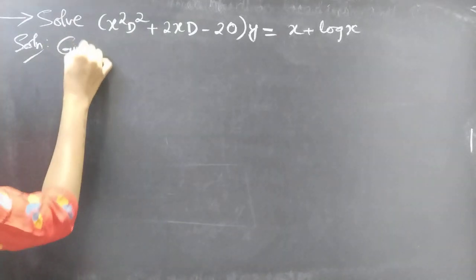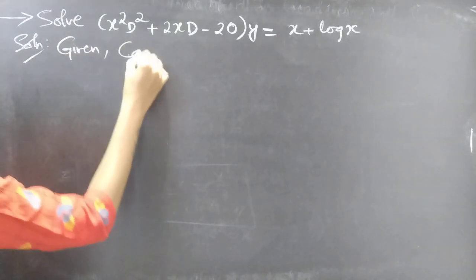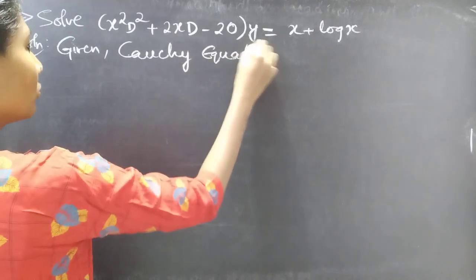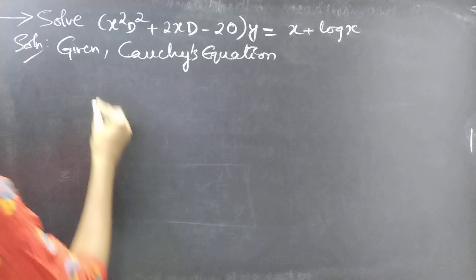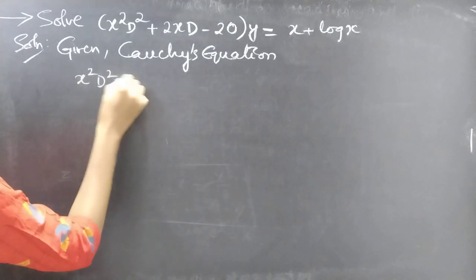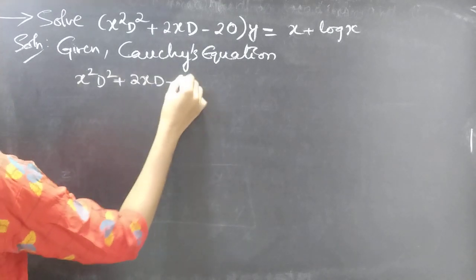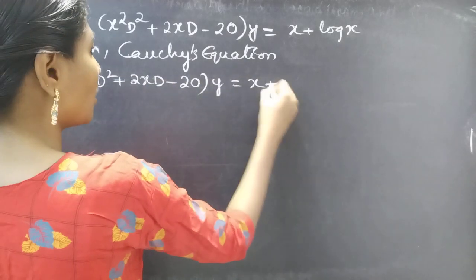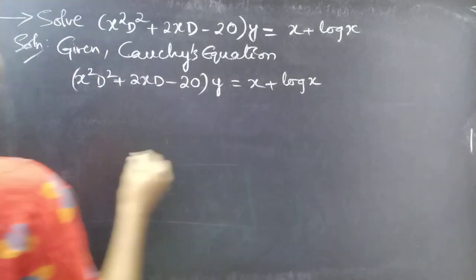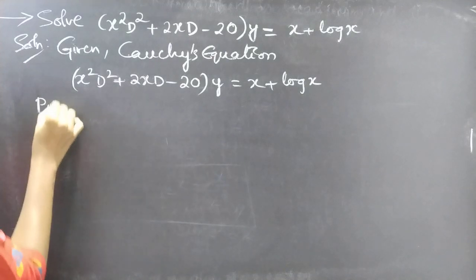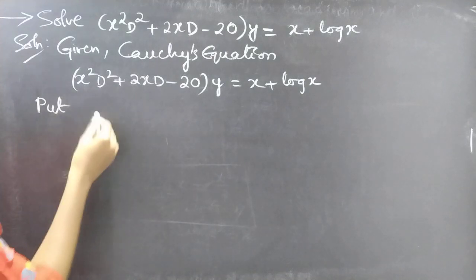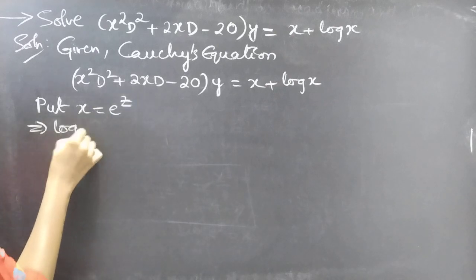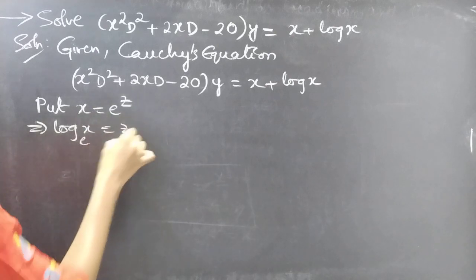Given Cauchy's equation (x square D square plus 2xD minus 20) y equal to x plus log x. Now let's make the substitution. Put x equals e power z, then log x to the base e equals z for x greater than 0.